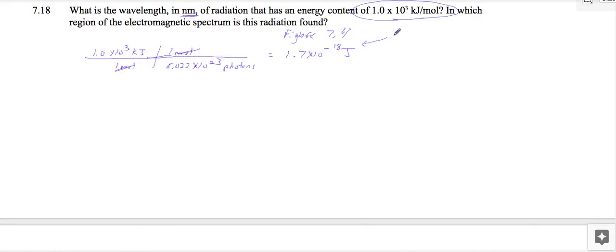Notice the unit change into joules. That's joules per photon, which allows us to do energy equals Planck's constant times frequency. I know energy is 1.7 times 10 to the minus 18th. Now we need it in joules because Planck's constant is in joules. Remember that Planck's constant is equal to 6.63 times 10 to the minus 34th joule seconds.